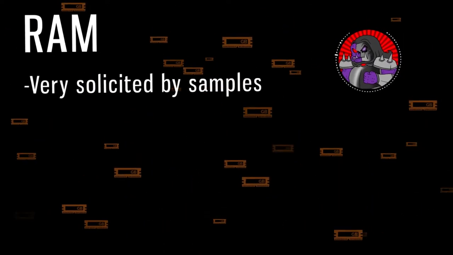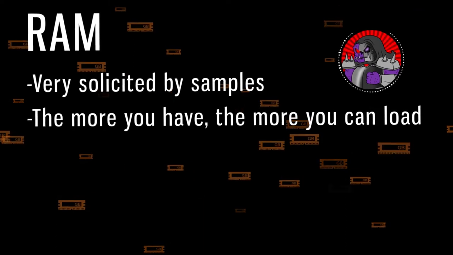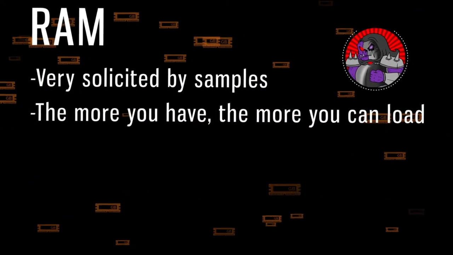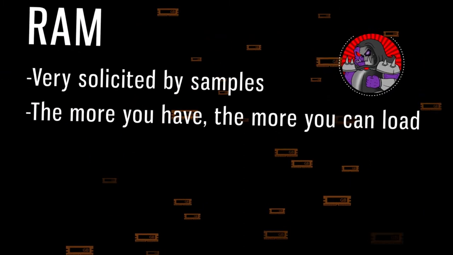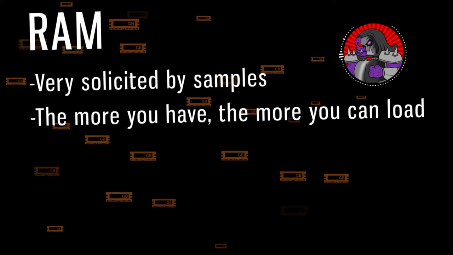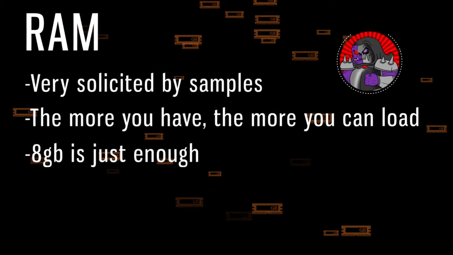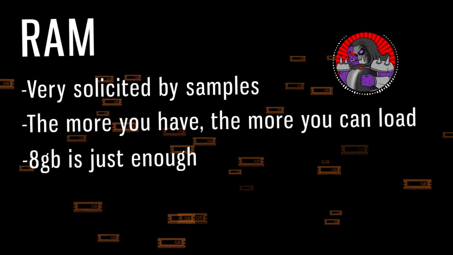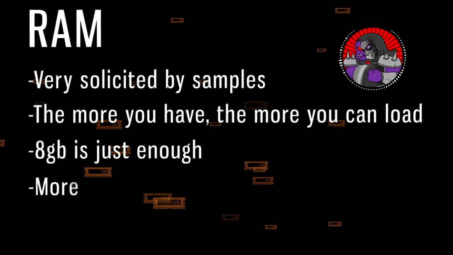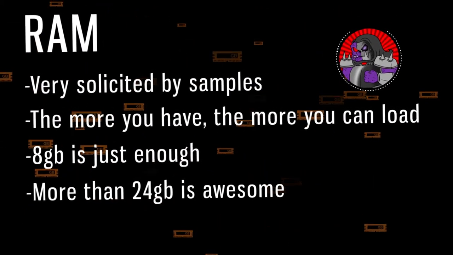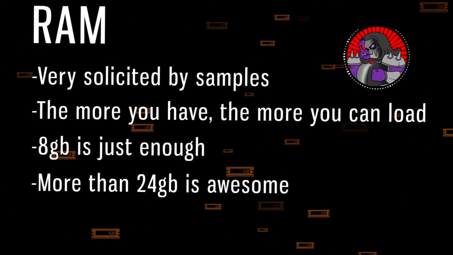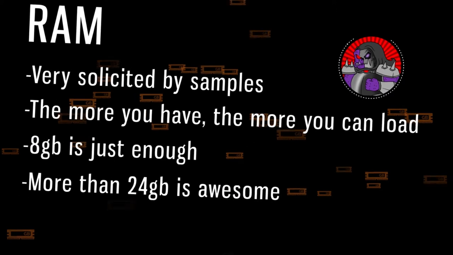The more samples you load, the more RAM it takes to run them smoothly. Since we tend to load a lot of different instruments in orchestral tracks, it is no secret that you will need a lot of RAM. I'd say 8 gigs will be the minimum, 16 gigs is decent enough, 24 gigs is pretty good, and above that is perfect. I'm not going to get into the types of RAM, their quality and all that stuff, I'll stick to the simple numbers for this video.